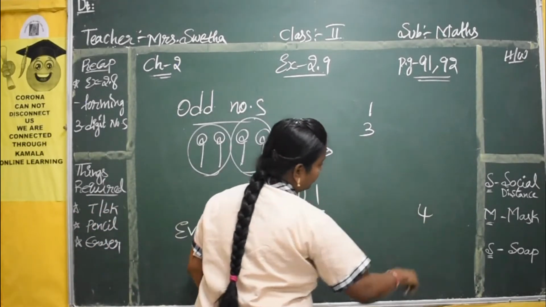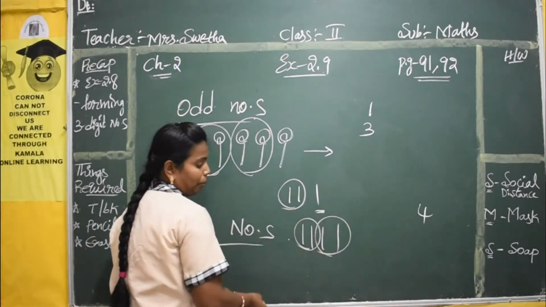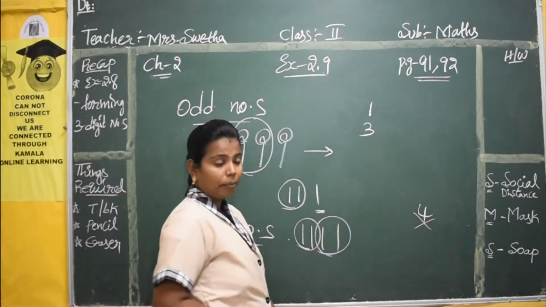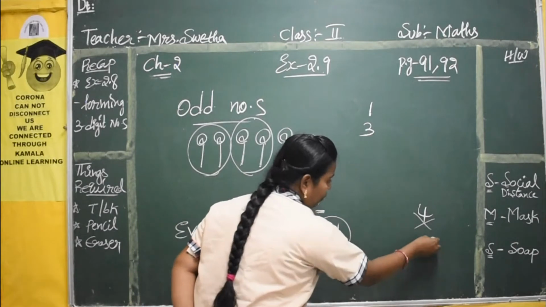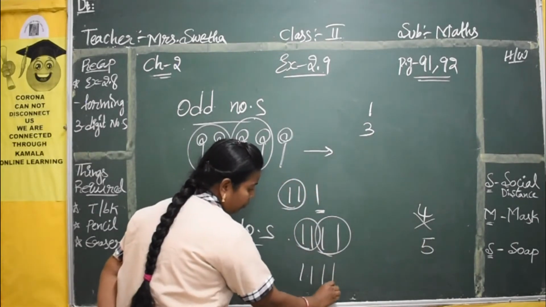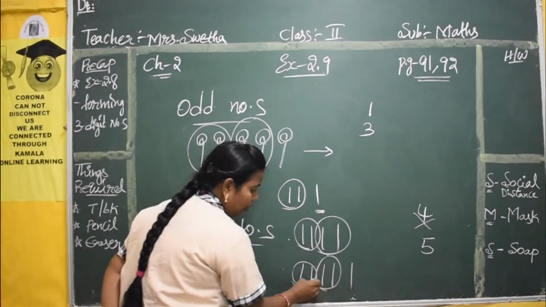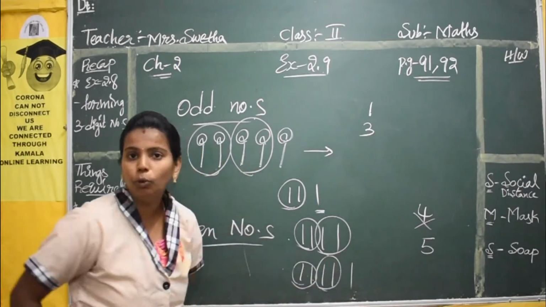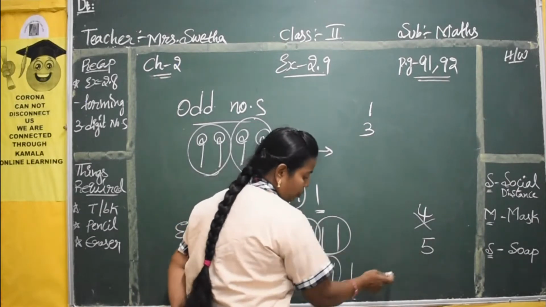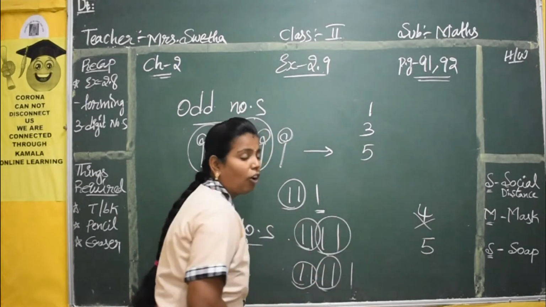Then next you see number 4. 1, 2, 3, 4. 2 will make 1 pair, 2 will make 1 pair. Are any left out things there? No. So it will not become an odd number. Yes. So next you take number 5. 5 is 1, 2, 3, 4, 5. Just now we have taken lollipops from here. See, 2 will become 1 pair, 2 will become 1 pair. And to make 1 more pair, we don't have another one. So we have only 1 left out. So 5 will become our odd number.